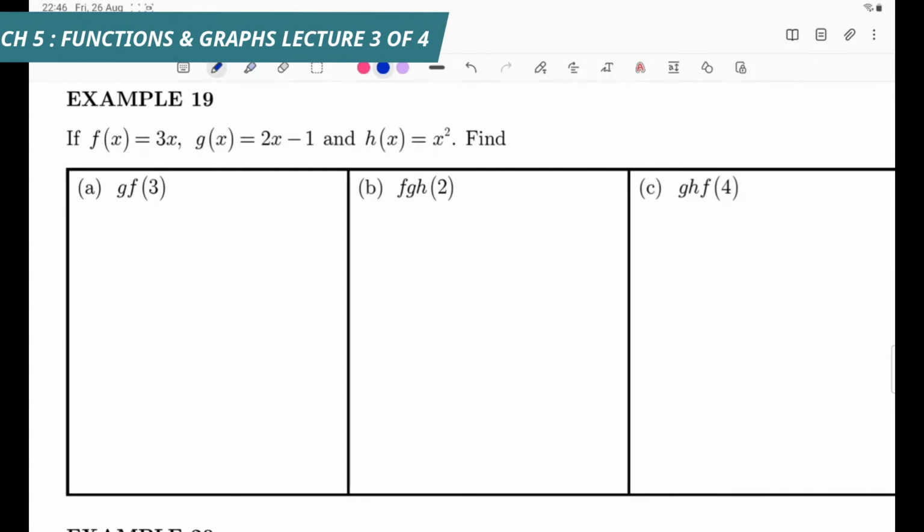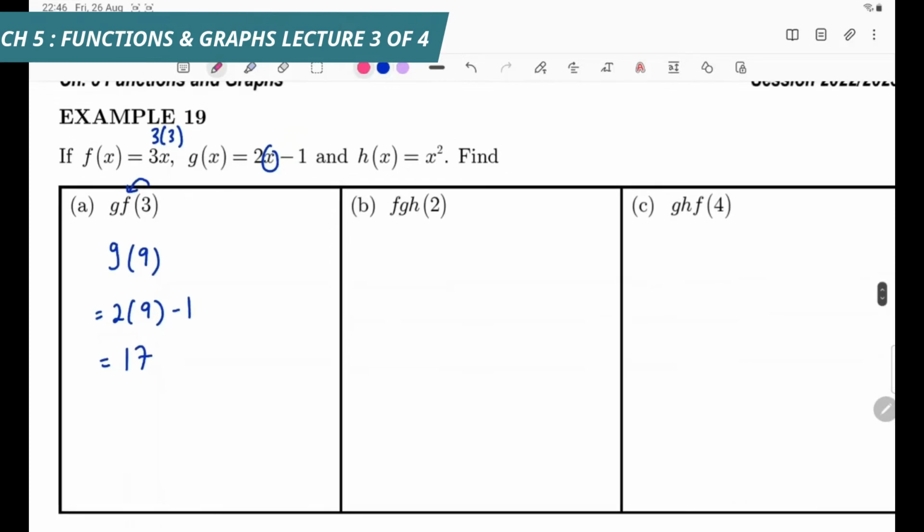Example 19. If f(x) equal to 3x, g(x) equal to 2x minus 1, and h(x) equal to x squared, find a, g of f of 3. Substitute 3 into the f, which will give us the value of 9. Since 3 multiplied with 3, so we have 9. And substitute 9 into g, so we're going to have 2 times 9 minus 1, which is 17.